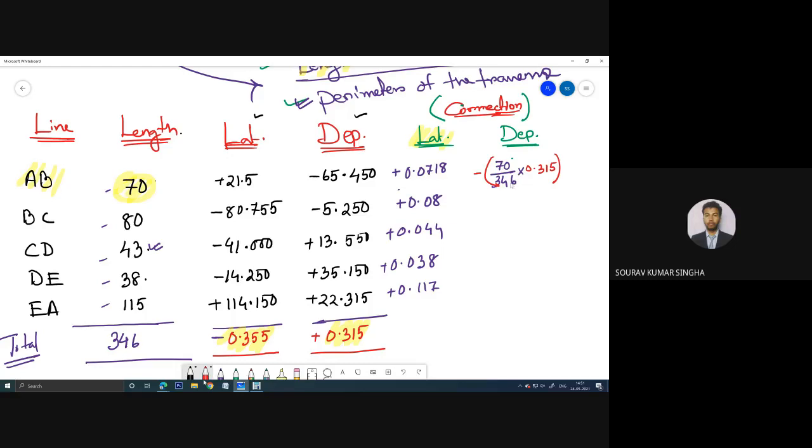Is it understood, Rajdeep? Yes, sir. Okay. Sir, why did we take 315, why didn't we take 355 at that time? Okay, because here the error for the latitude is 0.355. So when I am determining the correction for latitude, then I will use 0.355, and when we are going to determine the correction for departure, definitely we need to consider the departure value. That is why I have put it here 0.315.